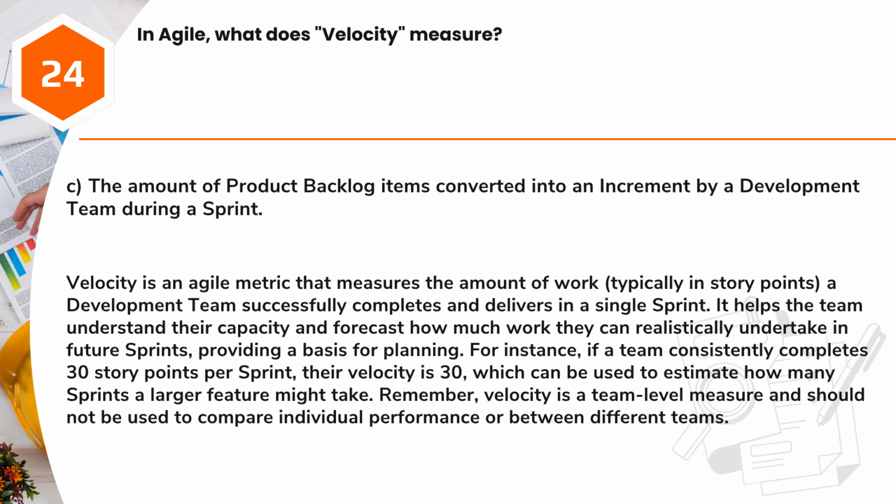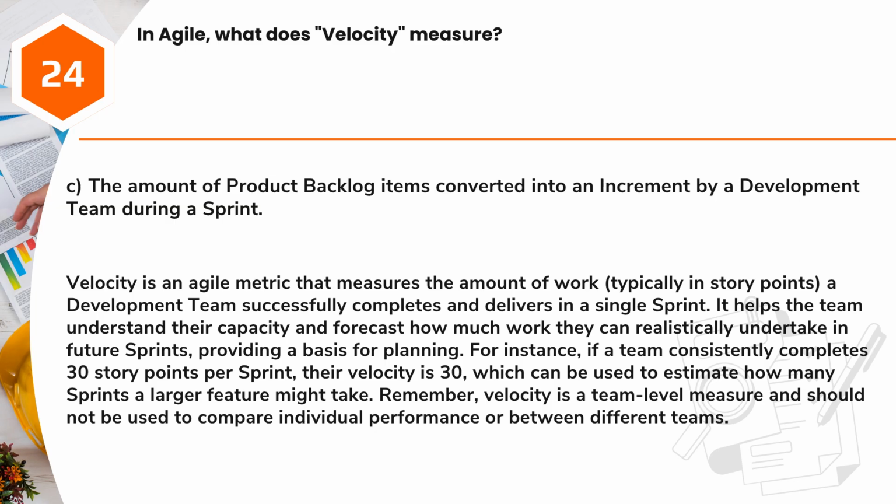Answer: C. The amount of product backlog items converted into an increment by a development team during a sprint. Velocity is an agile metric that measures the amount of work, typically in story points, a development team successfully completes and delivers in a single sprint.